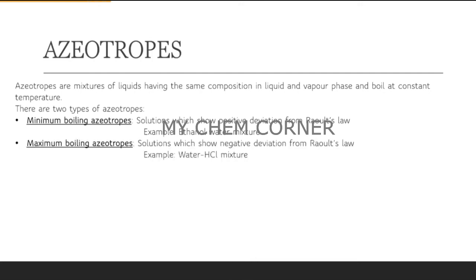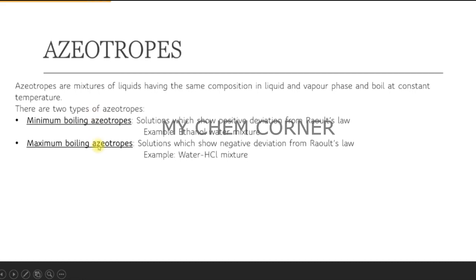What do you mean by minimum boiling azeotrope? If you have solutions that show positive deviation from Raoult's law, then you call them minimum boiling azeotropes. Maximum boiling azeotropes are the ones that show negative deviation from Raoult's law. They have individual examples for each of these.